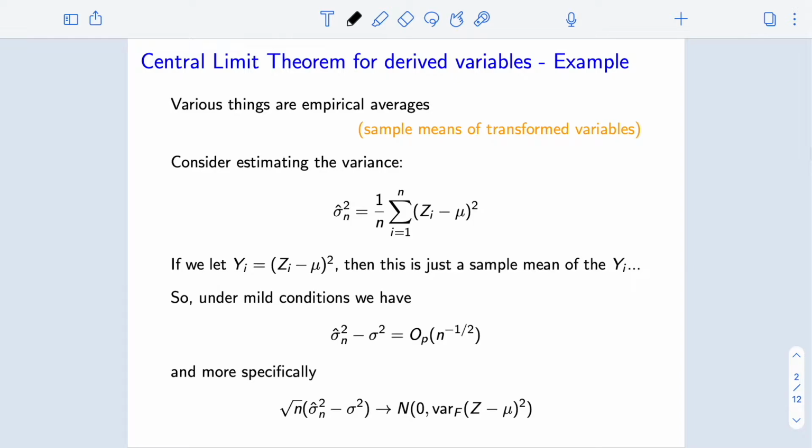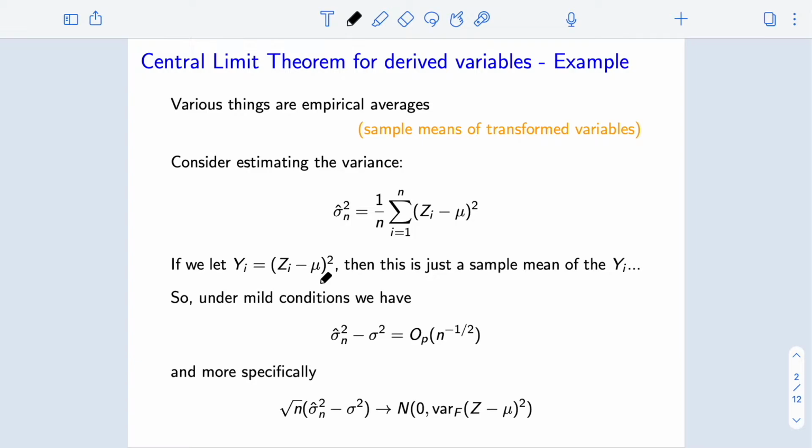All right, we talked about employing the central limit theorem when thinking about empirical averages, in particular when thinking about the sample mean. In addition, the sample variance, when the mean is known, can be thought of as a simple empirical average. In particular, we see right here that the sample variance can be written as the empirical average of the (Zi minus mu) squared. So if we let Yi denote (Zi minus mu) squared, then this sample variance, again with the mean known, is just the sample mean of the Yi.